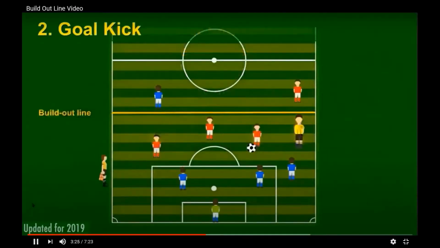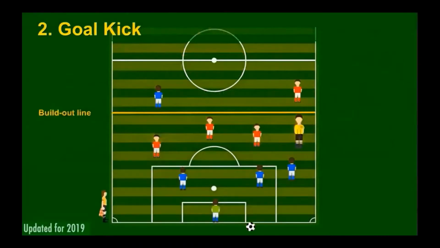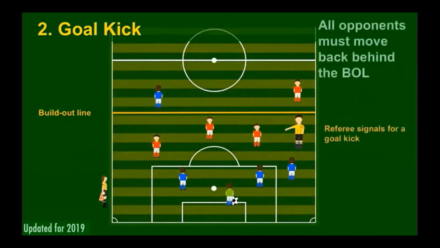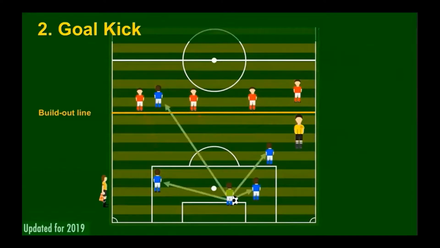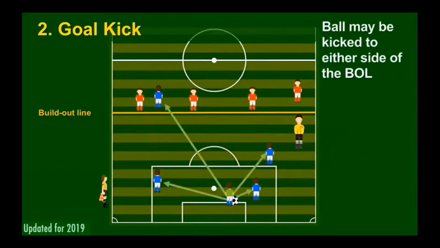For goal kicks, the build-out line plays a similar role. Once the referee signals for a goal kick, the opponents must begin to move beyond the build-out line. The player taking the goal kick may kick the ball to either side of the build-out line. The kicking team may take the kick before all the opponents have crossed the build-out line, but if the ball goes directly to an opponent, play continues.